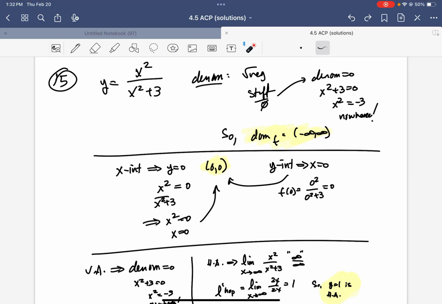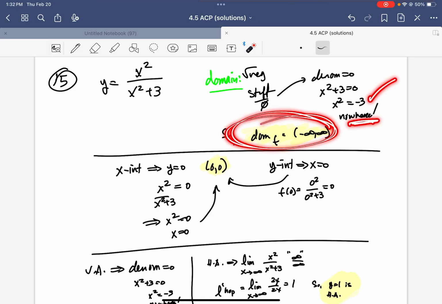Okay, so then 15, if we've got y is equal to this stuff, well, for the domain of this thing, we worry about square root of a negative or stuff over 0. So here, denominator equals 0 lets us know that x squared is equal to -3, but that happens nowhere. So our domain is all reals.